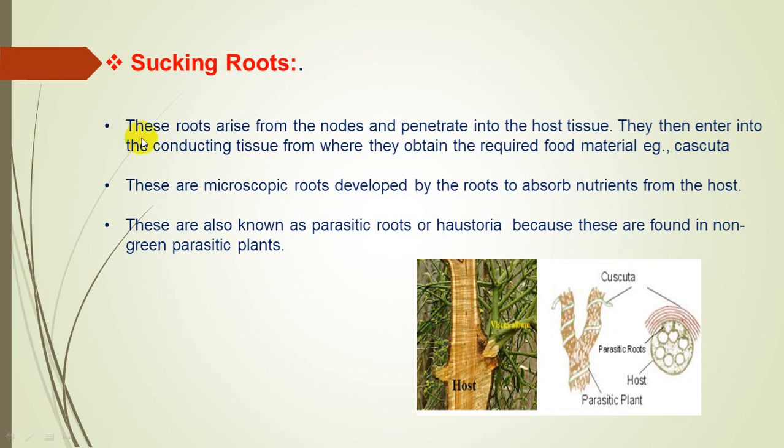So Cuscuta gives rise to roots from the nodes and penetrates them into host tissue. Once they enter their roots into the host, which are also called parasitic roots or haustoria, they get their nutrients and water from the host plant. They are microscopic. We cannot see them with the naked eye.